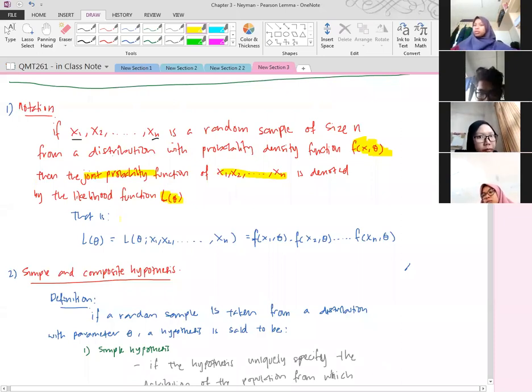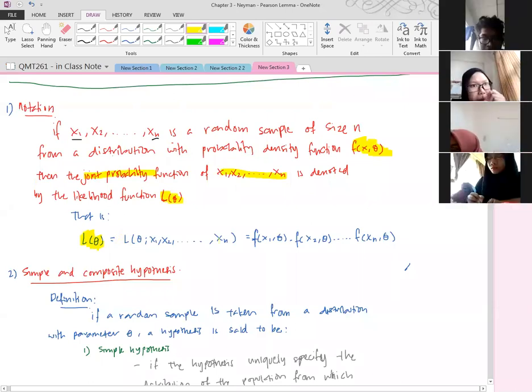which is the likelihood function. As we did in chapter number 2, if you still remember the maximum likelihood estimator, first we need to find the likelihood function. The likelihood function is a joint probability function for all the samples, right? Another thing that we need to know before we start with the Neyman-Pearson Lemma is simple and composite hypothesis, right?